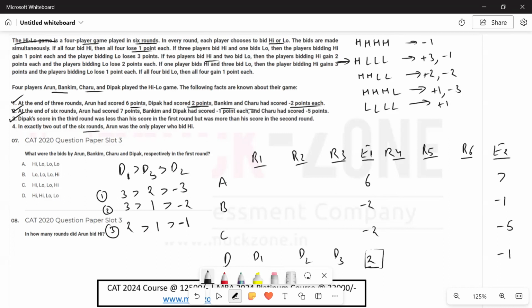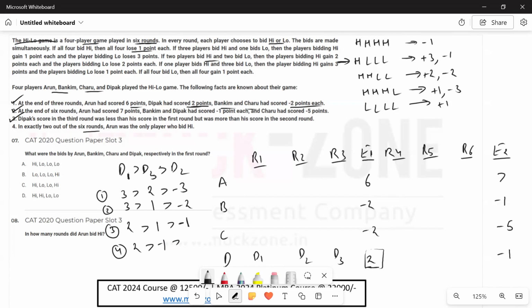There's no other case, because let's say one more case. The fourth case will be D1 is 2, but then D3 again has to be less than 2, which can be either minus 1 or minus 2.